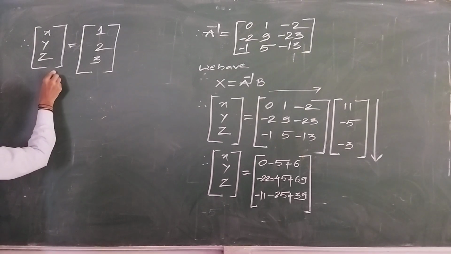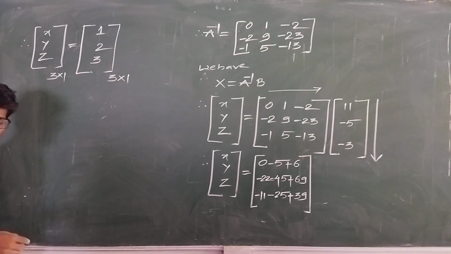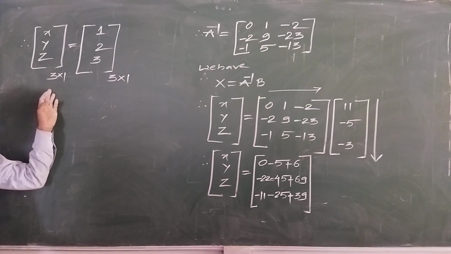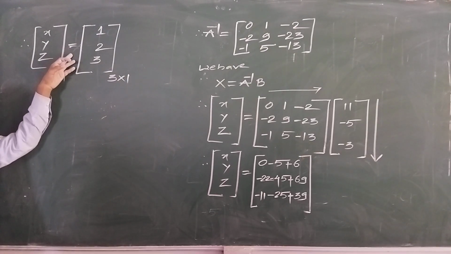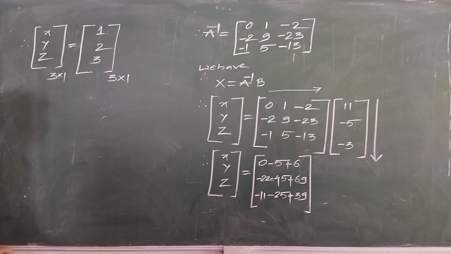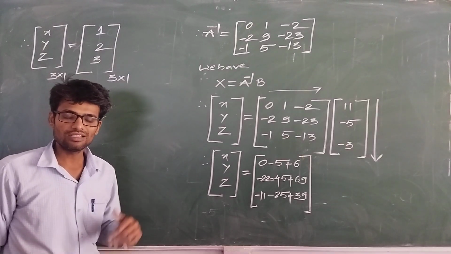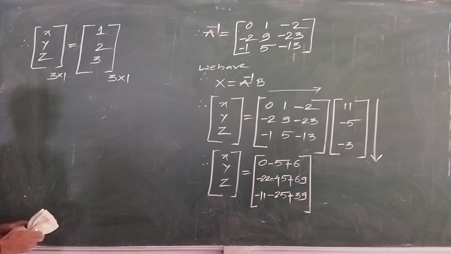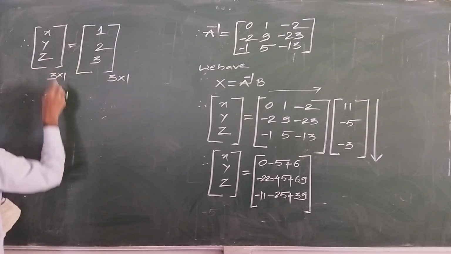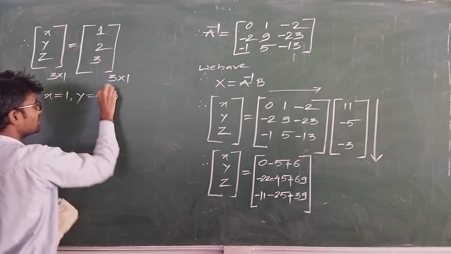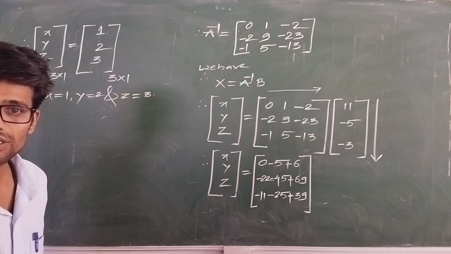So its order, we are having 3 rows 1 column. Its order is also 3 rows 1 column. So see, the order of both the matrices is the same, and in between these two matrices we are having an equal to symbol. So the order is also equal, hence their corresponding elements are also equal. That is the equality of matrices: if both the matrices have the same order, then their corresponding elements are equal. Therefore I will write x equal to 1, y equal to 2 and z equal to 3. So these are the required values of the variables x, y, z.